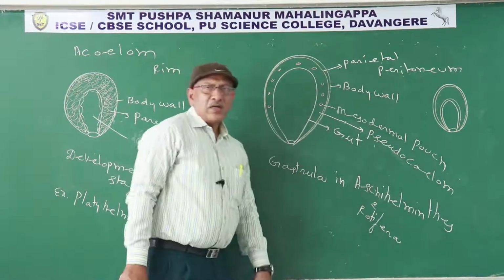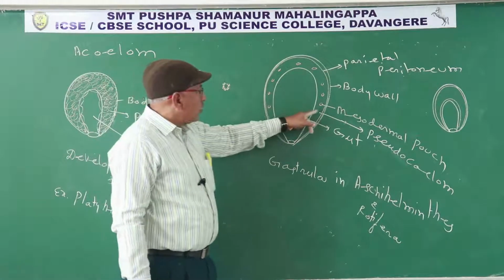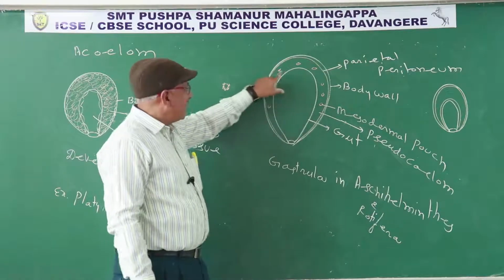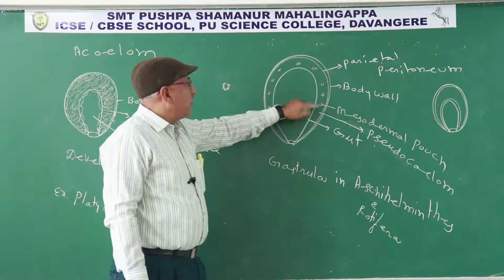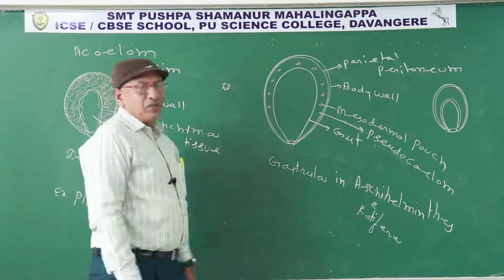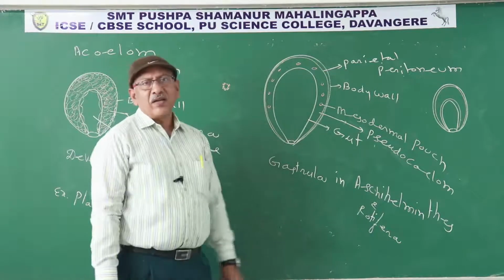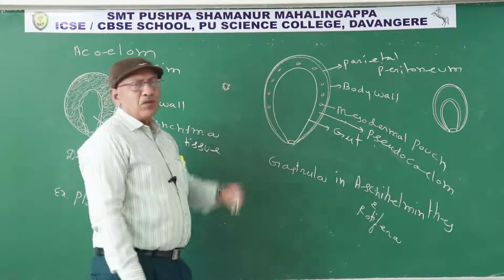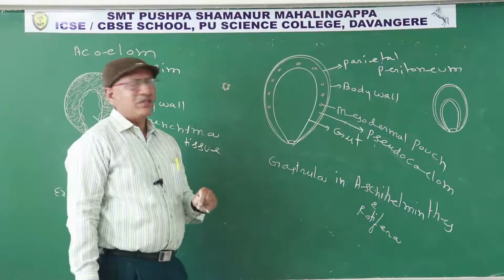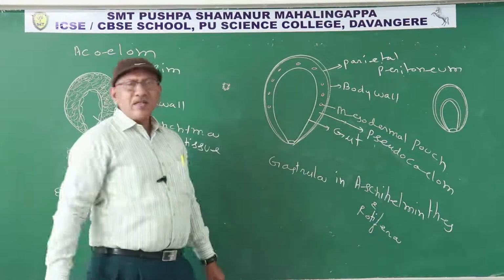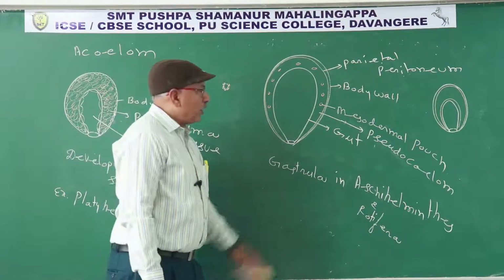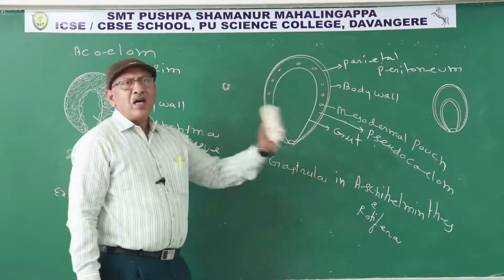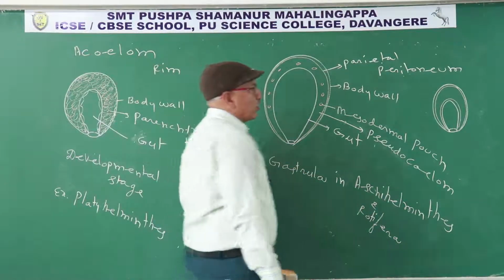Muscles of the body wall develop from the parietal peritoneum. The mesodermal layer is not covering the outer layer of the alimentary canal. That's why in Aschelminthes and Rotifera, the alimentary canal is without muscles. To swallow the food material, some muscles of the body wall enter into the pharynx. That's why in members of phylum Aschelminthes and Rotifera, only the pharynx is muscular and the remaining part of the alimentary canal is non-muscular.